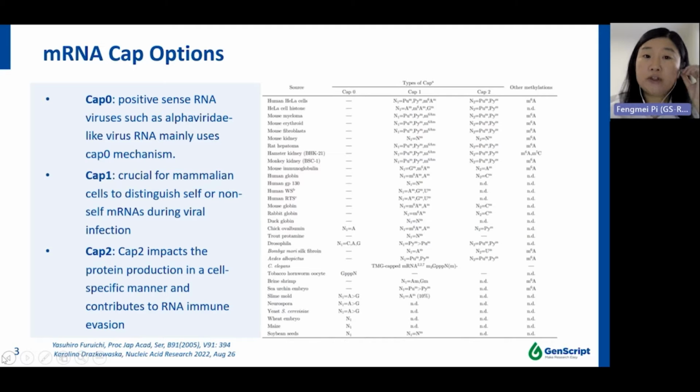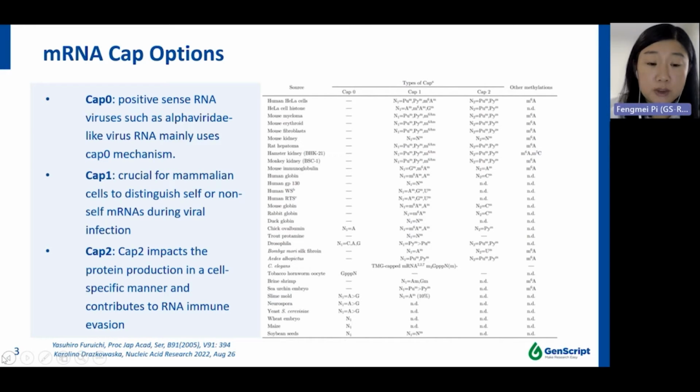mRNA has different kinds of capping options. There is a lot of research regarding this. Cap0 mRNA is usually found more in plant RNA or virus RNA structures. Cap1 is the main mRNA structure found in mammalian cells and is also the version currently used in the COVID vaccine. That has been proven well for human therapeutics development.